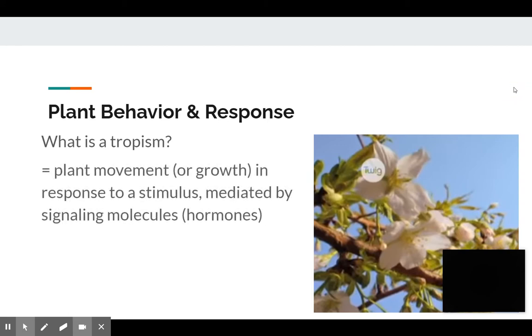A basic definition of this is that it's a plant movement or growth behavior in response to a stimulus. And it's usually mediated by some kind of signaling molecule, what you could think of as a plant hormone. So what that means is that if a stimulus is detected, like light or something else, the plant will release a signaling molecule, a hormone, that goes and tells the cells what to do and how to grow.